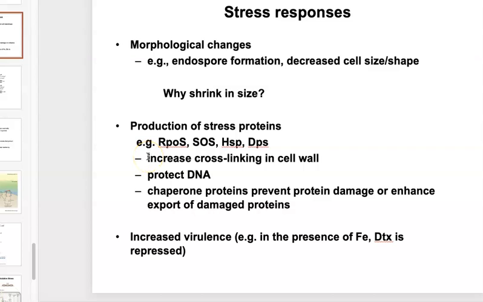Some microbes will increase cross-linking in their cell walls to make them tighter and tougher, and many will protect their DNA with these DNA binding proteins, for example. Lots of different examples of chaperone proteins that can bind to proteins and DNA and so forth and protect them from degradation. And one of the things that microbes can often do is increase virulence, and that's something that we're keenly aware of as microbes become stressed. And that speaks to a lot of other issues too. So the hypervirulence of bacteria when they're in a biofilm state is an example.